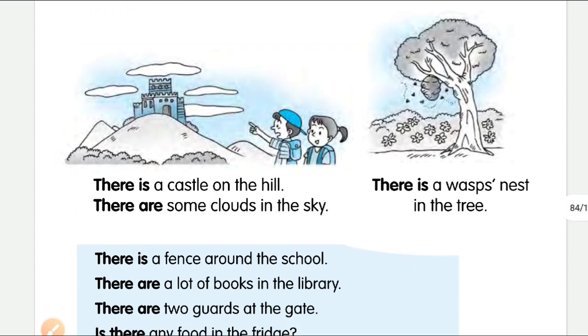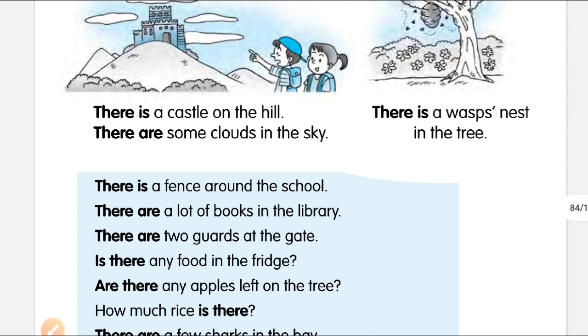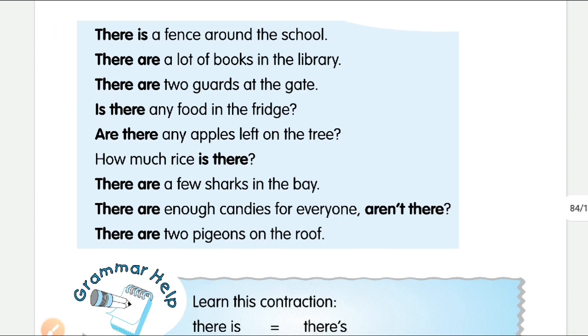Like you can see here, use "is" and "are" with the word "there". How? After "there is" a castle, a single castle. There are some clouds. There are many clouds. That's why we are using "are" here. There is a wasp's nest in the tree. You can see here one wasp's nest in the tree. A single nest is there. There is a fence around the school. A single fence is there. There are a lot of books in the library. Where there are numbers of things we can use "are", and where there is a single thing we have to use "is" after "there". Even in asking: is there any food in the fridge? If you are asking also, you can use "is" before "there".